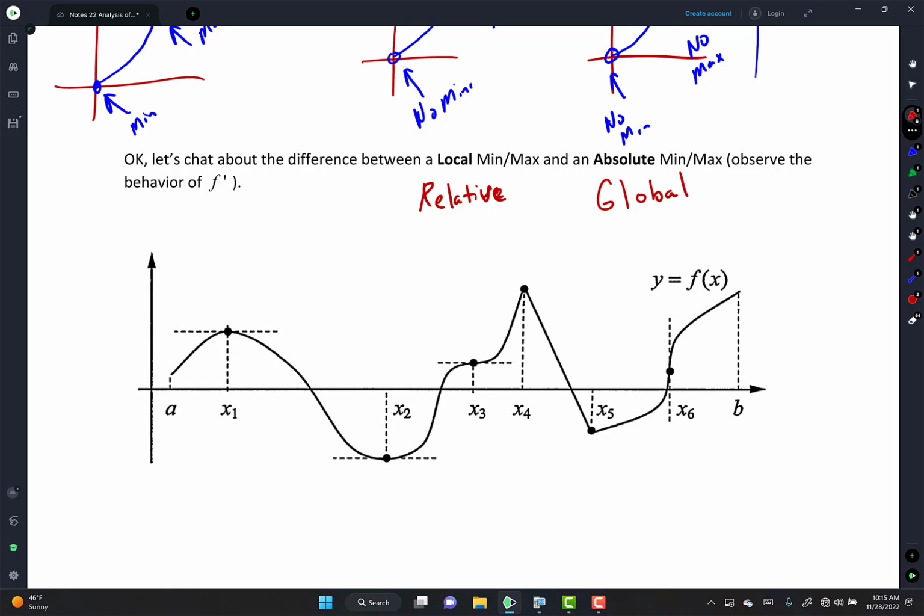Global? You've never seen global? Okay. Yeah, gross domestic product, of course.